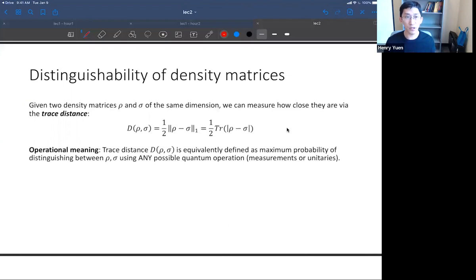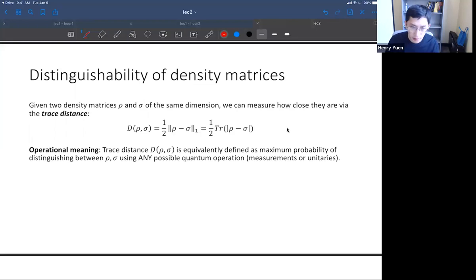On the other hand, if there is no experiment to distinguish between the 2 density matrices, then it means that their trace distance is 0. In other words, these density matrices have to be exactly the same matrix. So that's the thing to keep in mind about this trace distance.